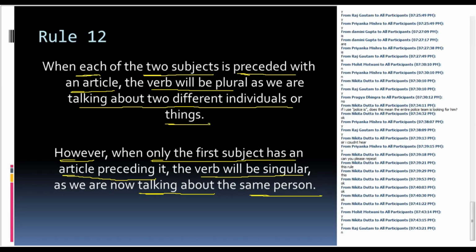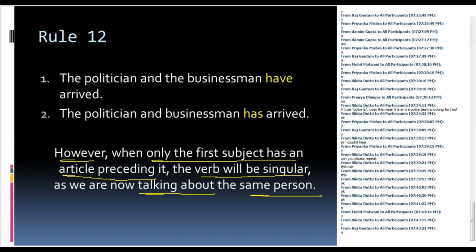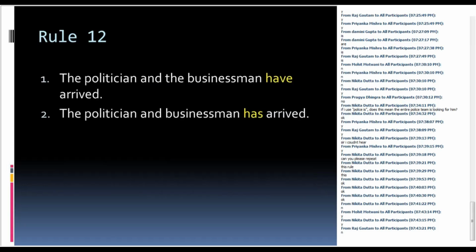What is the meaning of this? The meaning will be clear here. If you look at the first sentence, it says the politician and the businessman. So there are 2 subjects, politician and businessman, and both of them have an article. When both the subjects have an article, the implication is that these are 2 different people. And they are 2 different people, that means plural. That is why you'll have to use a plural verb.